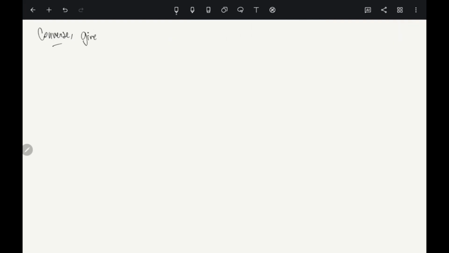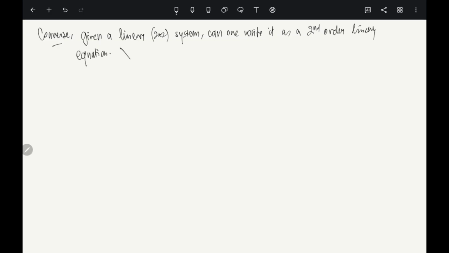Given a linear system, let's say a 2 cross 2 system, can one write it as a second order linear equation? The answer is not possible, and you have to please find an example.